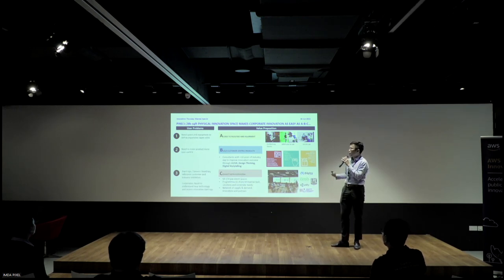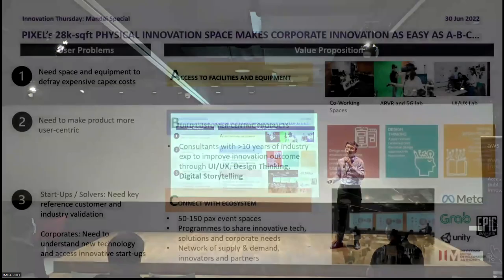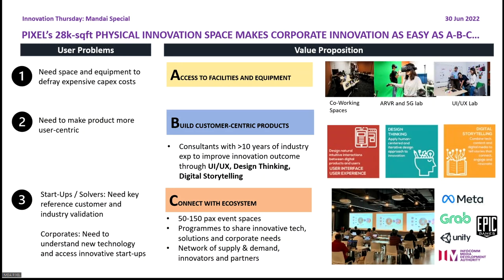The second one that we talk about is this idea that you need to make the product more user-centric. And how do we do it? With B, building user-centric products. This is really offered by our consultants with more than 10 years of experience that we draw upon through, for instance, UI, UX, design thinking and digital storytelling for you to be able to create very user-centric and customer-obsessed types of products.